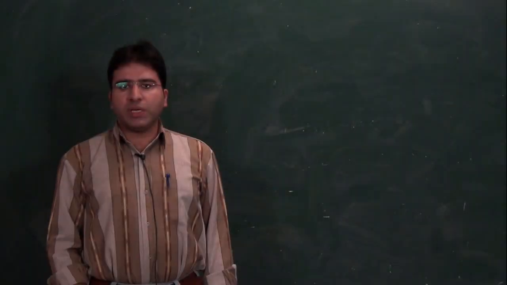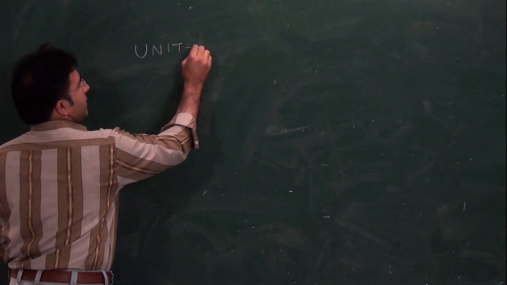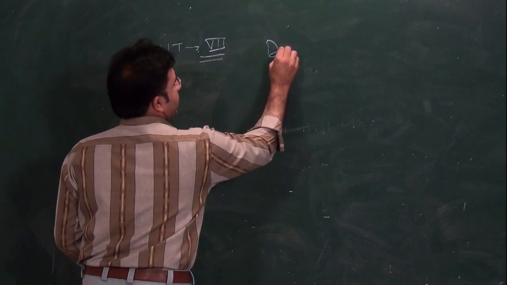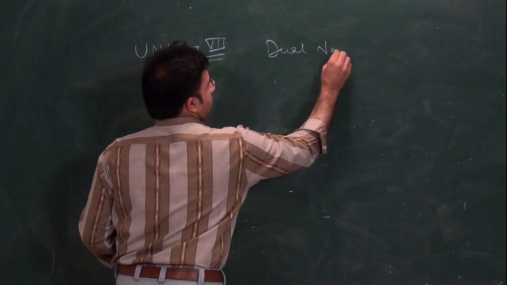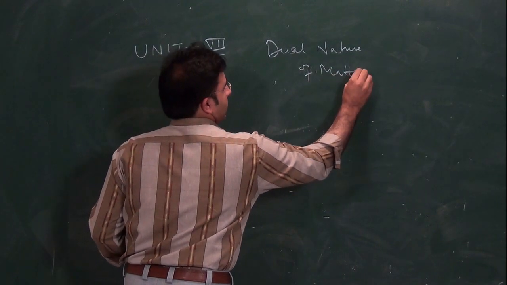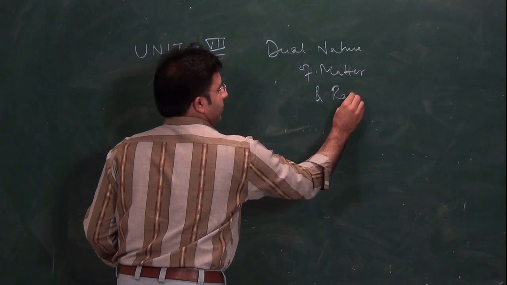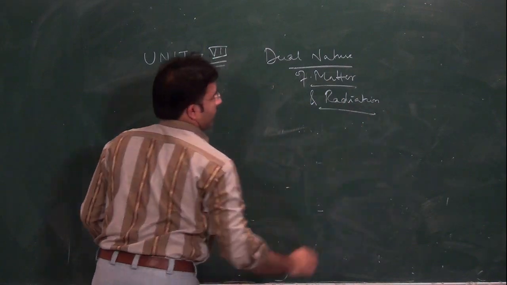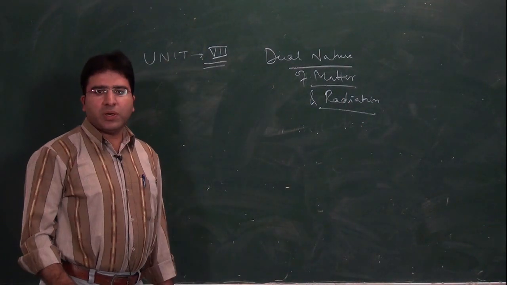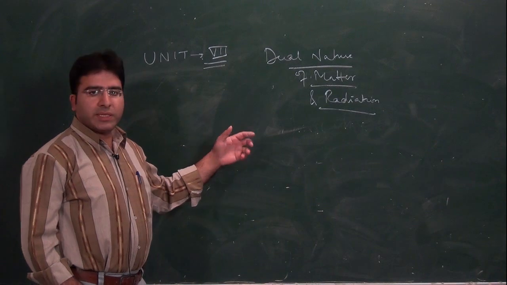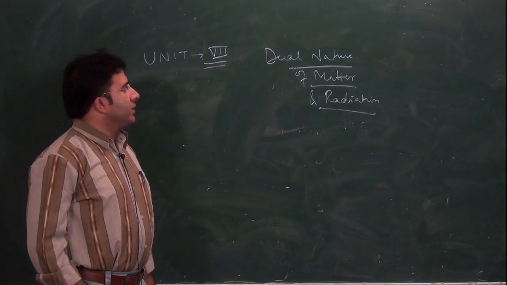Good morning, children. Today we are going to discuss the 7th unit of our syllabus, dual nature of matter and radiation. It is the third chapter of part second of the NCERT textbook. It comes in our second term. So the unit number is 7.